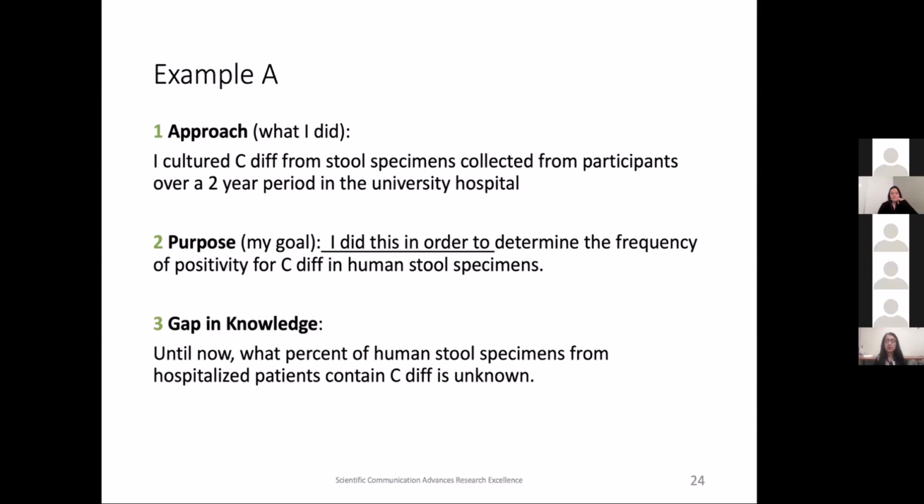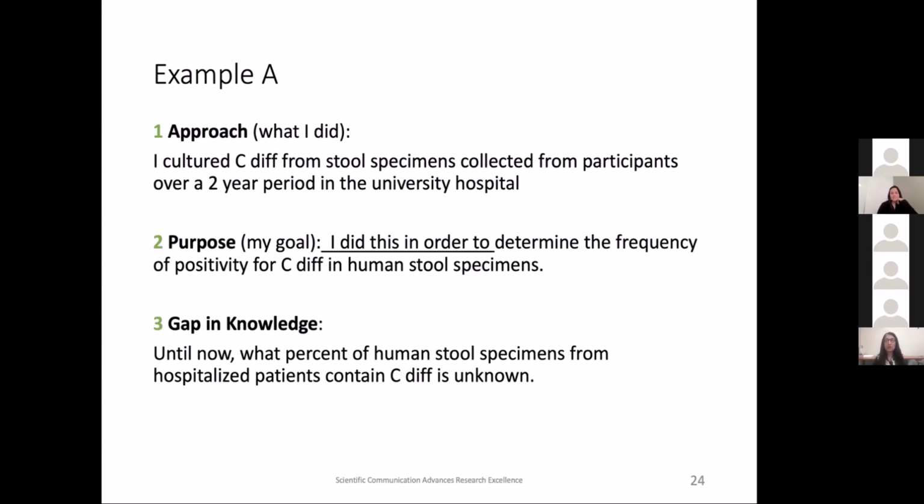diff is unknown. So you can see that moving from the approach to the gap, obviously you'll have to flesh this out in the actual manuscript, but for purposes of the template, this frees up your mind, it frees up your writing, and it allows you to focus on the one key message from this paper that I want everybody to know: I now know what % of human stool specimens have C. diff in hospitalized patients.